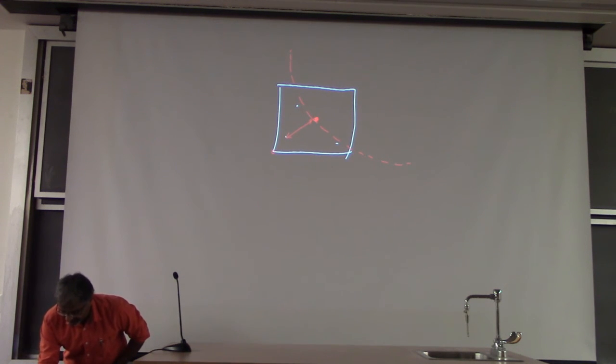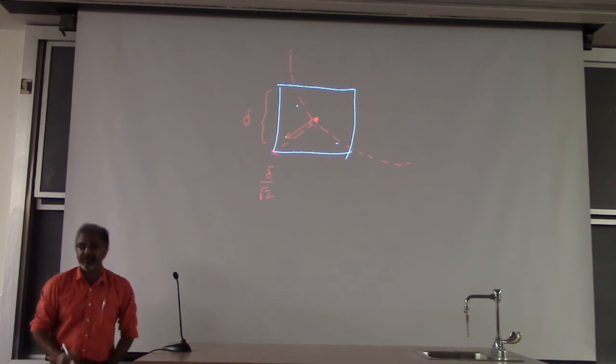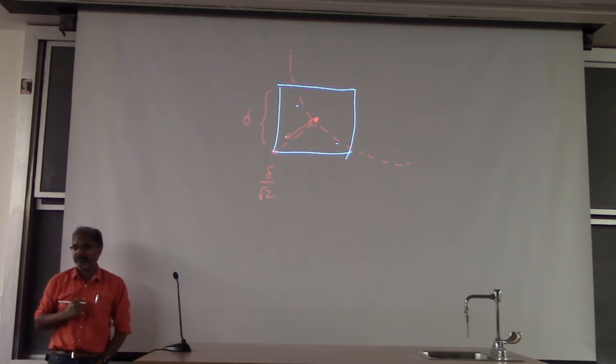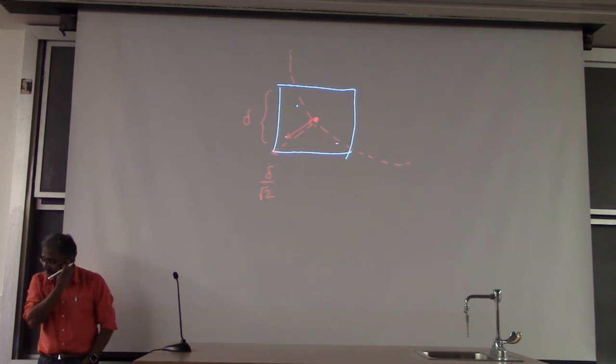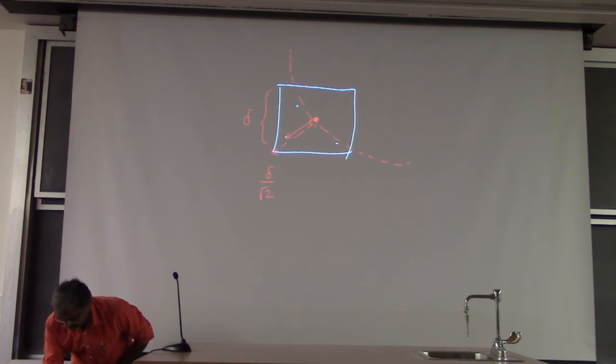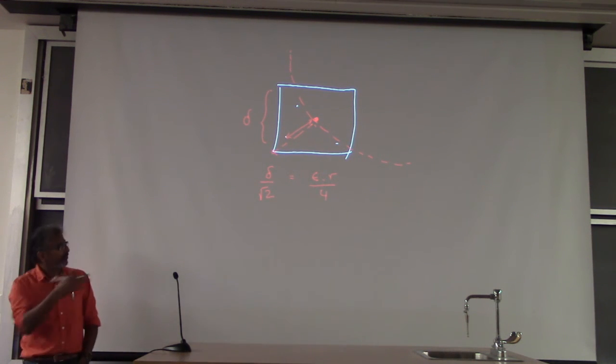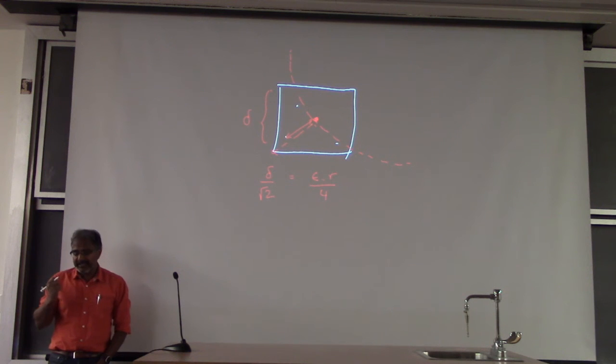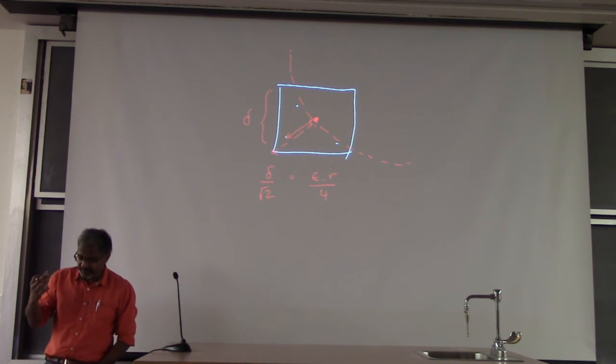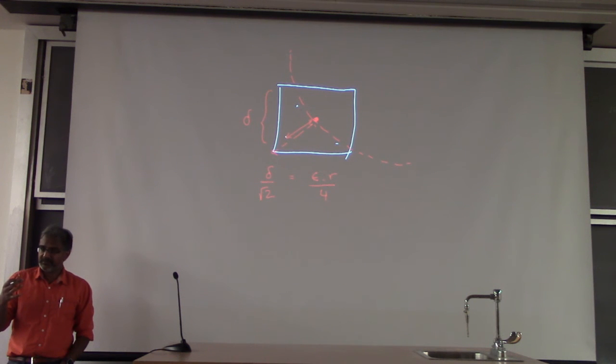What is this distance? If this is of side delta, this is delta divided by square root of 2. Right? Diagonal is delta times square root of 2. Half of that is delta divided by square root of 2. Right? What is delta? That's equal to epsilon times r divided by 4, because there are 2 square root of 2 times 1. In other words, if you look at the ball we produce, increasing it by an epsilon r over 4 amount will cover all the original points.